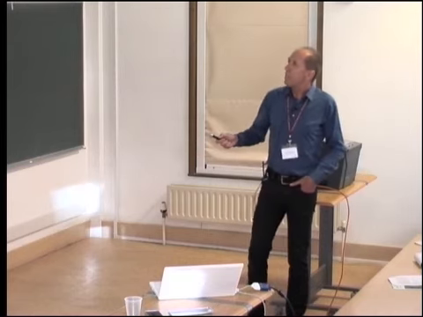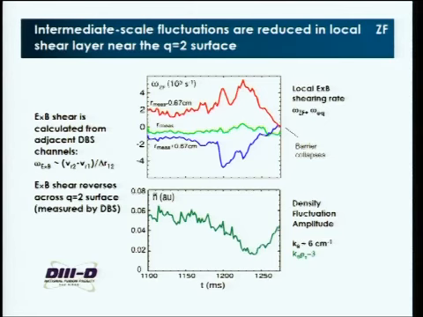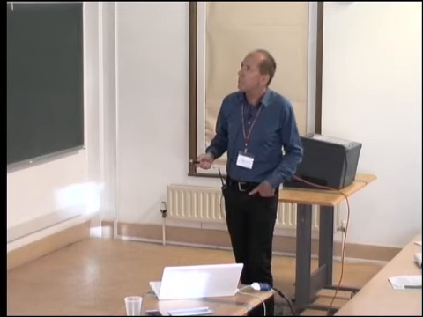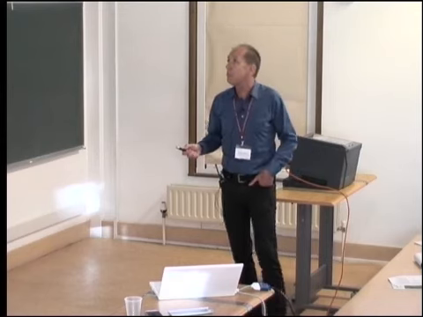What we see now is that as the shear increases, the fluctuation level in the intermediate k range, this is k_y rho_s of about 3, or 6 inverse centimeters wavenumber, the density fluctuation level drops by about a factor of 3. So it follows the evolution of the shear. And we have directly compared density fluctuation levels and shear levels, because the Doppler diagnostic gives you both the local shearing rate and the k-specific density fluctuation level.